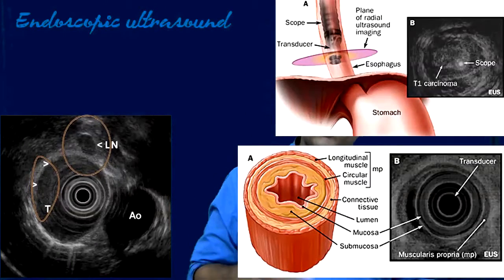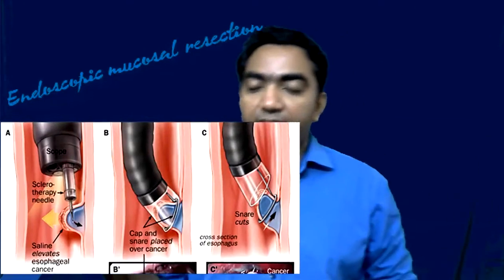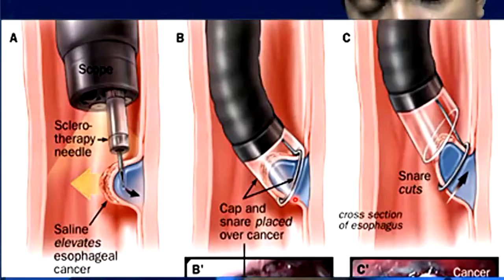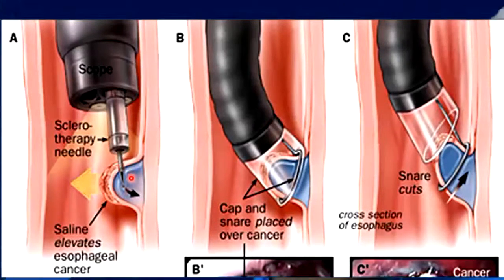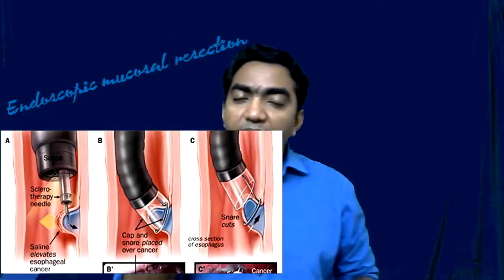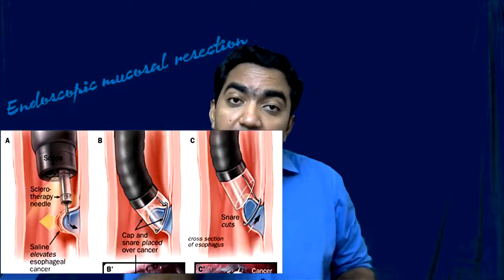Now coming to endoscopic mucosal resection. This is again helpful. In endoscopic mucosal resection, what we do is inject saline submucosally and raise a wheal in the esophageal mucosa at the carcinoma site, at the site where there is high grade dysplasia or at the suspicious site. Then we use a cap, suck that mucosa and a part of the submucosa, and use a snare to cut it out. What is important is that we are getting the mucosa and a part of the submucosa.